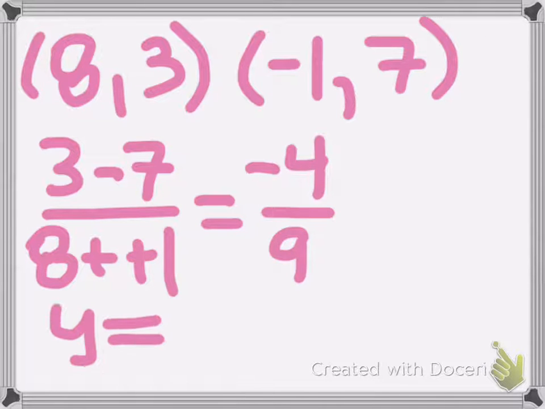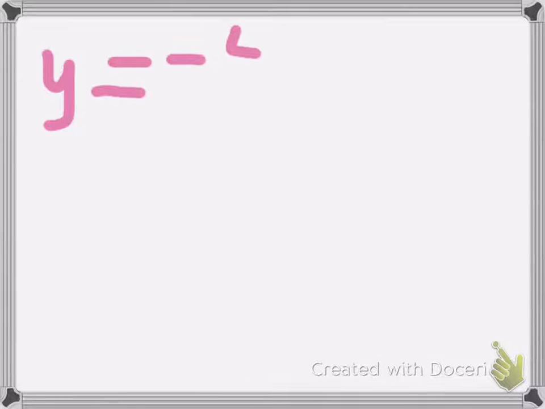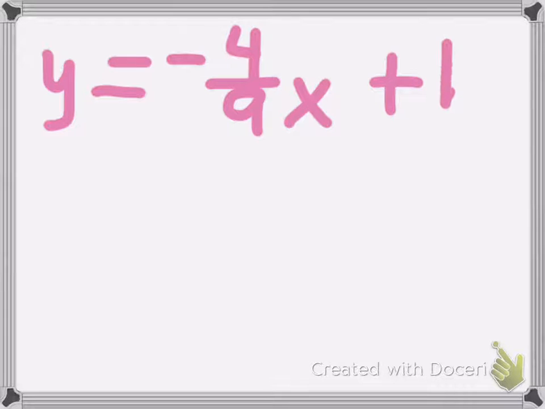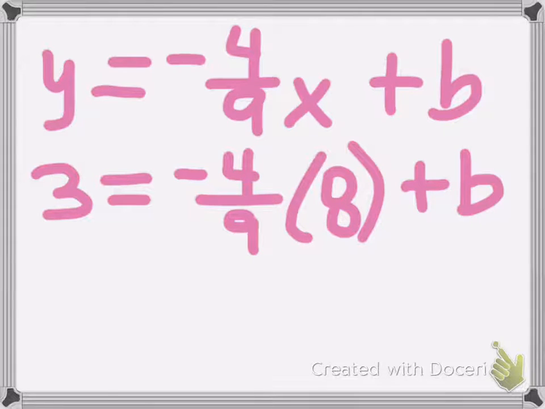We're going to plug that into our equation for the m value, but then we need to find the b value by using a point. So you can pick either point here, and we're going to plug in the 8 for x, which is the x coordinate, if that's the point we choose, and the 3 for y, which is the y coordinate. And we're going to solve for b. So we have y equals -4/9 x plus b. I'm going to plug in 3 for y, 8 for x, and use this to solve for b.